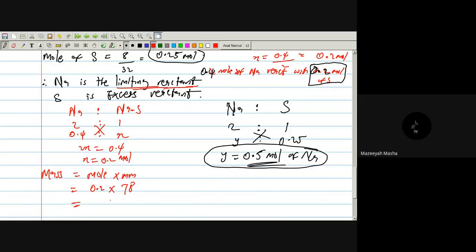Sir Saula, are you there? Yeah. So multiply these two for me. What do you have? 0.2 times 78. That's 15.6. 15.6 grams of Na2S. So that's how to do it. With this, you are good to go on any question on limiting reactants. So that's where we end the class.